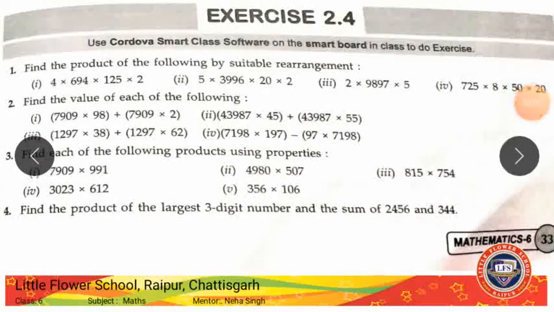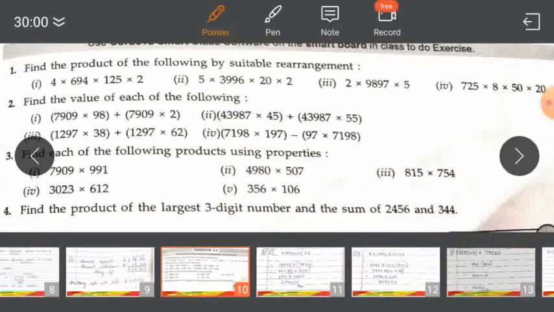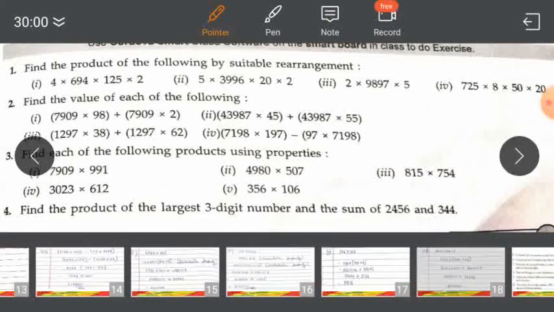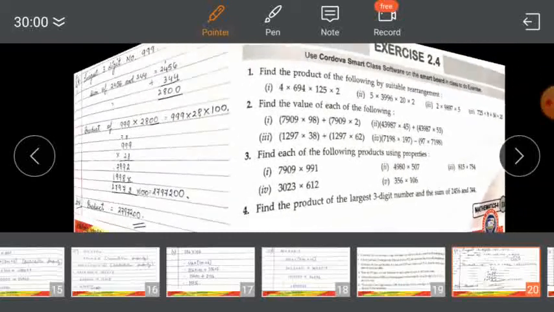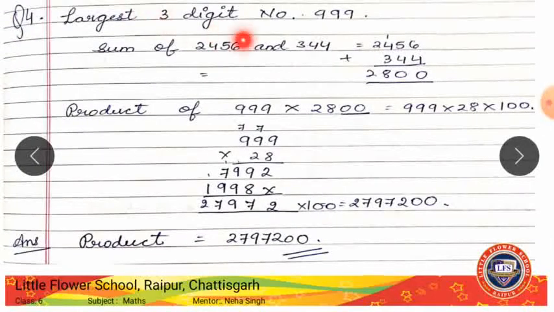Now starting with the fourth question. The question is, find the product of the largest 3-digit number and the sum of the two numbers given. So how are we going to do that? Coming to the solution part. First, the largest 3-digit number. What is the largest 3-digit number? It is 999. Right, and we need to find the sum of the two numbers. Sum of two numbers, what is it? We will add the numbers.